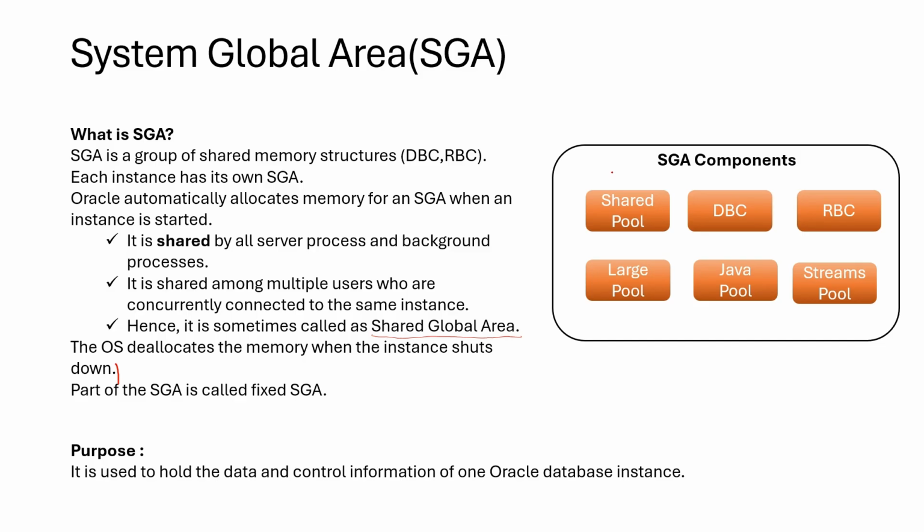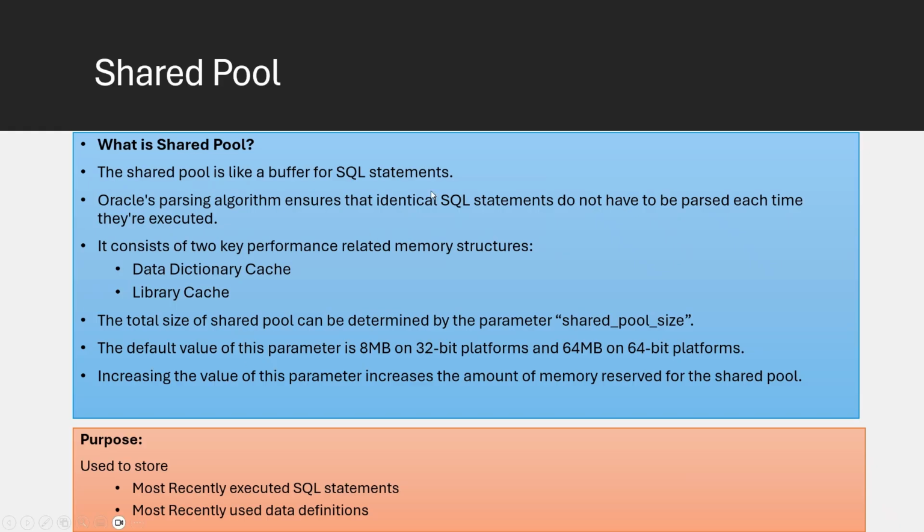The first component, I would say, is the shared pool. Next is the database buffer cache. The third one is the redo log buffer cache, and the fourth is the large pool, Java pool, and streams pool. Okay, so let's take a deep dive into the first component, the shared pool.